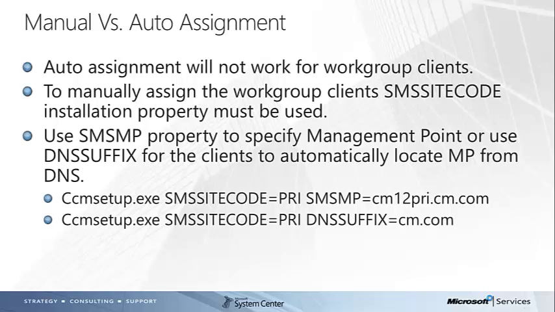When the client is assigned to a site, the next thing is to know the management point information. To know that information, we have two options. One is to manually specify the management point when you install the client, or you can rely on DNS to get that information. DNS must have the management point information published, and that happens by default. The site publishes to its domain's DNS zone. For example, in this case, cm.com is the Active Directory domain name, and that is the name of the DNS zone as well.